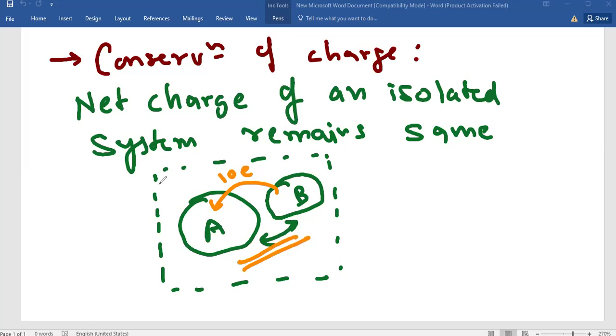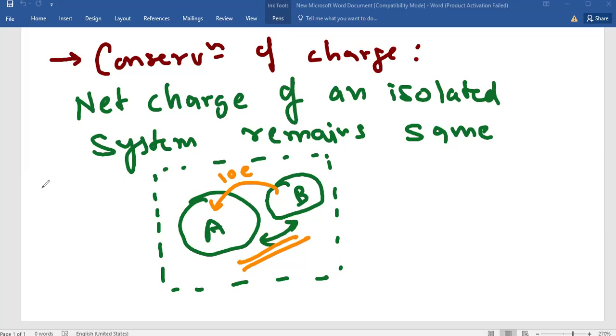In fact, net charge of the entire universe is the same, because what is happening? One object is giving charge to another object, but total charge remains the same. Okay, this is conservation of charge.